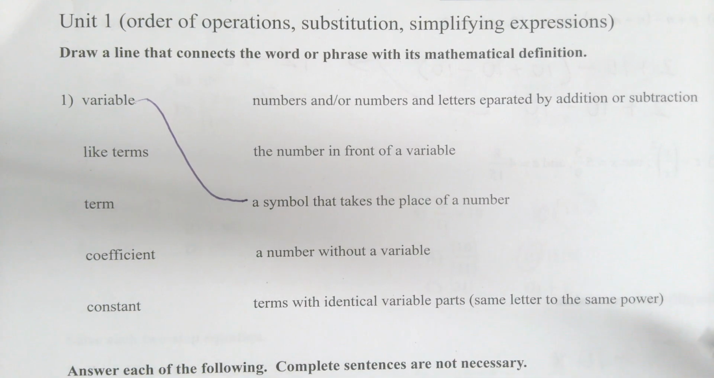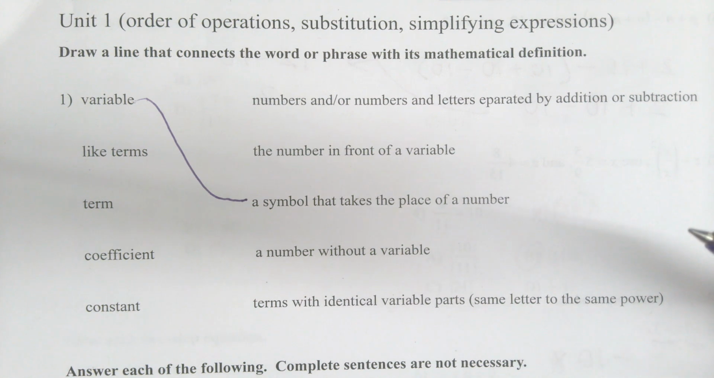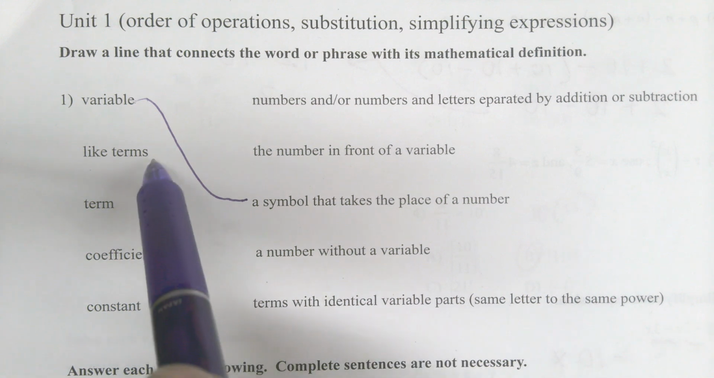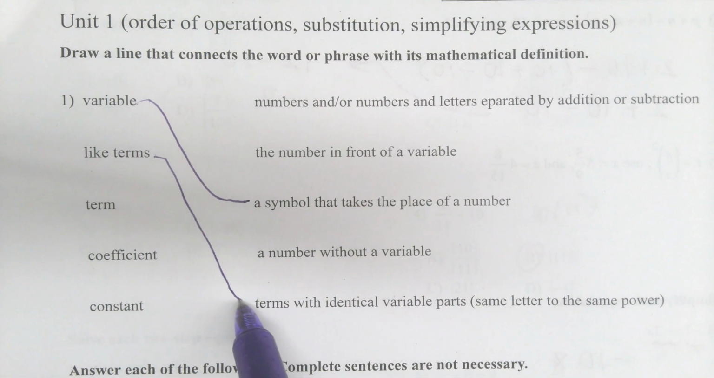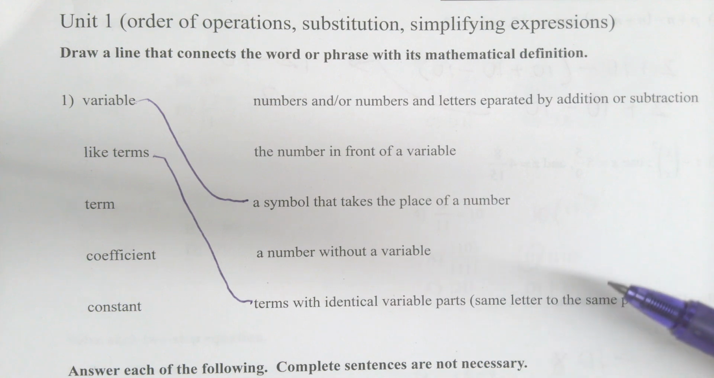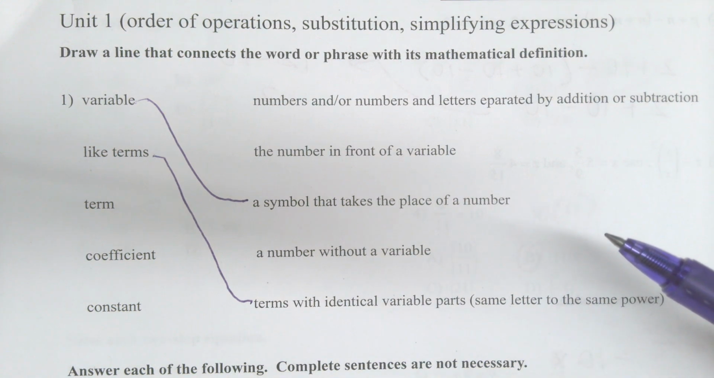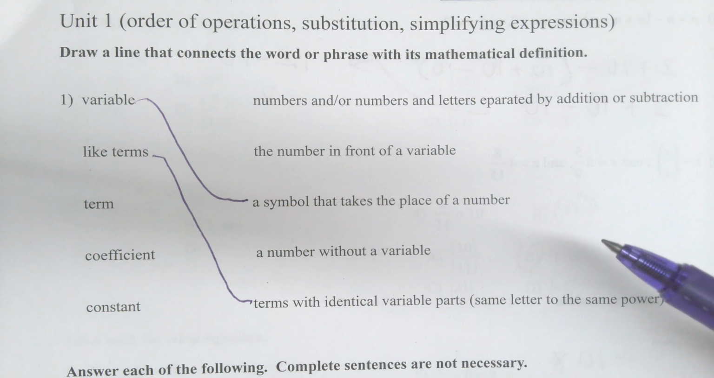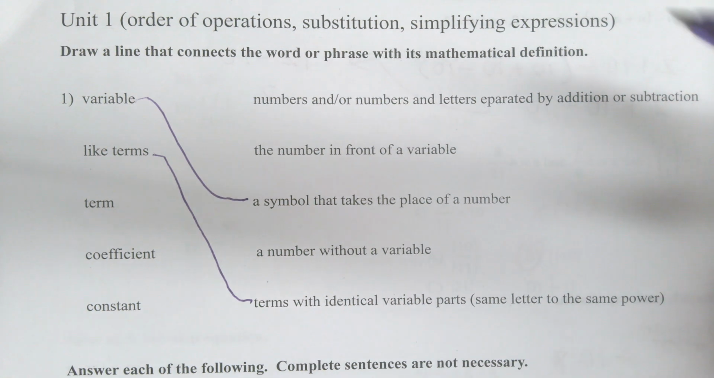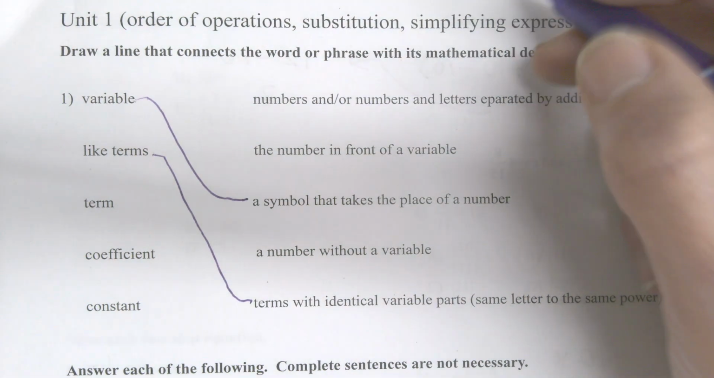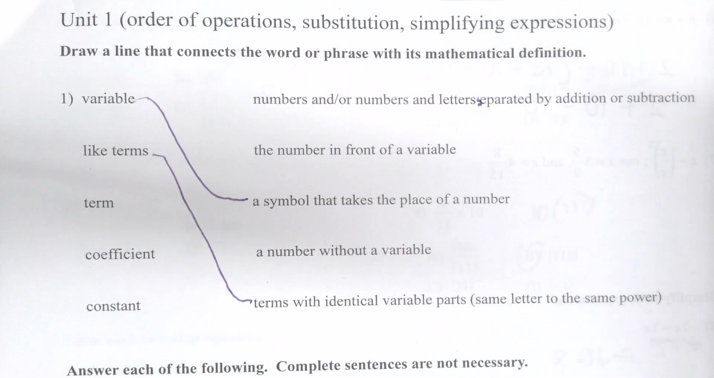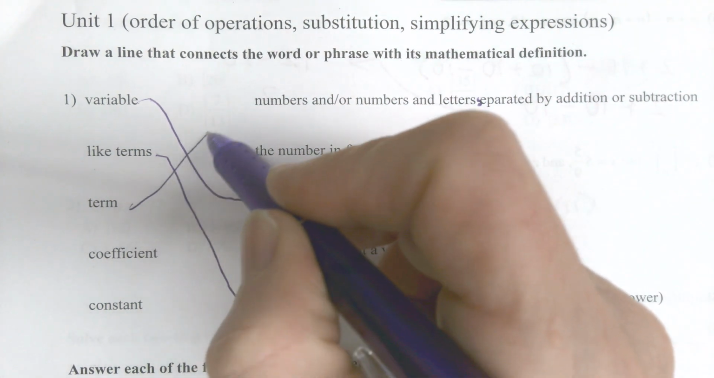Like terms, we talked about this yesterday, like terms are identical variable parts. So that's the important thing, that the variable parts have to be the same. So it's like the same letter to the same power. A term is just something that falls between an addition and subtraction sign. So it's numbers and letters. This should say separated by addition or subtraction. That's a term.